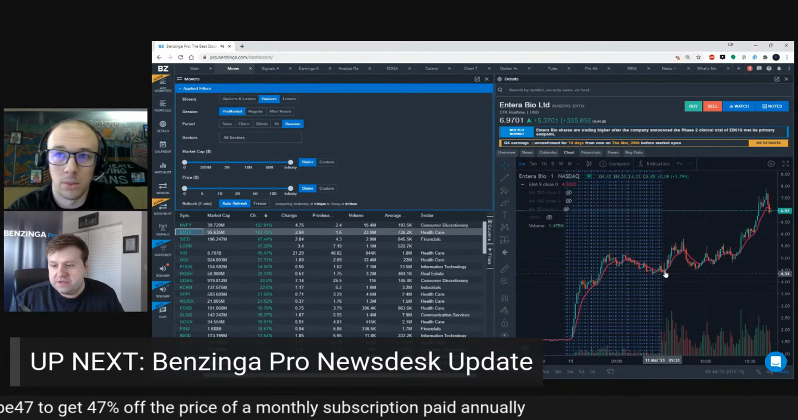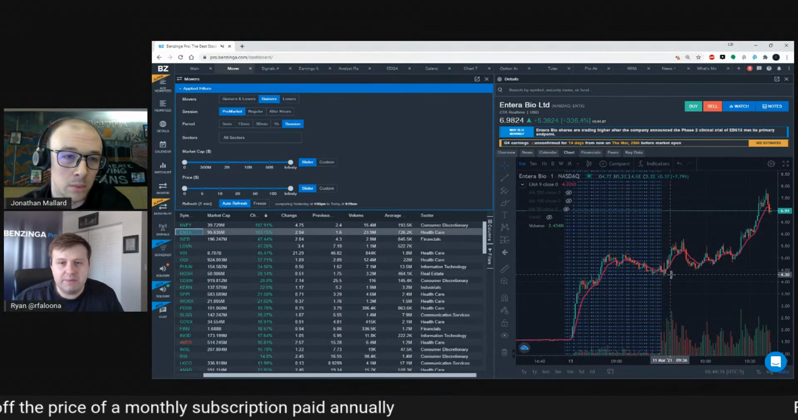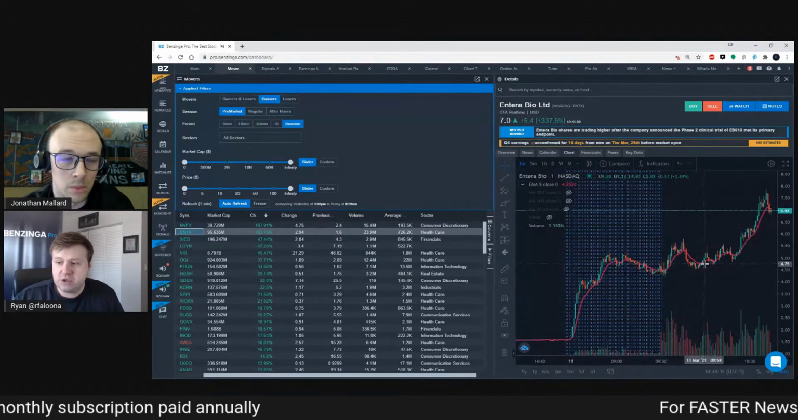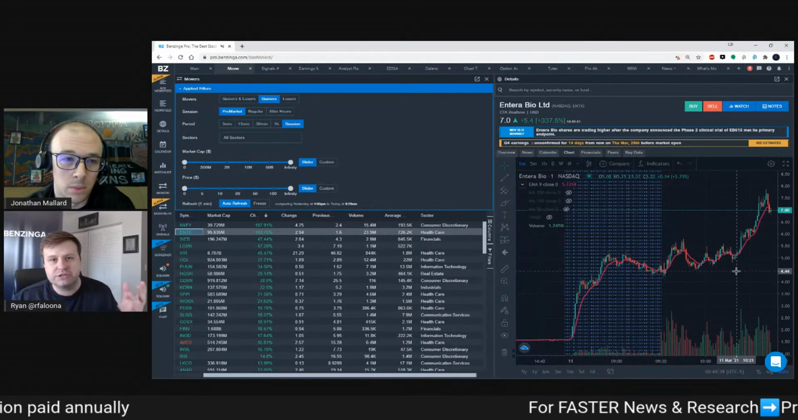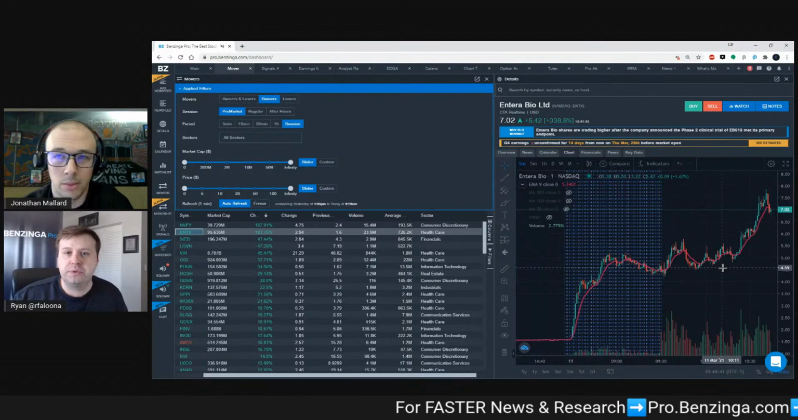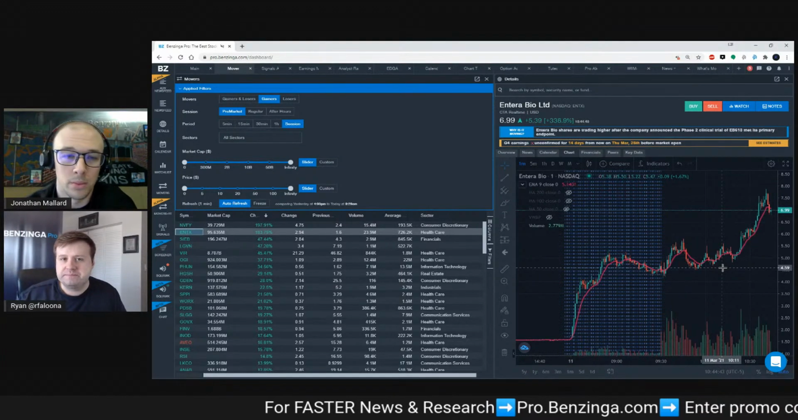The open here, definitely some price discovery going on, but still a strong open. This is holding its gains, higher lows intraday. I mean, there are multiple trades here, not just one. Awesome.